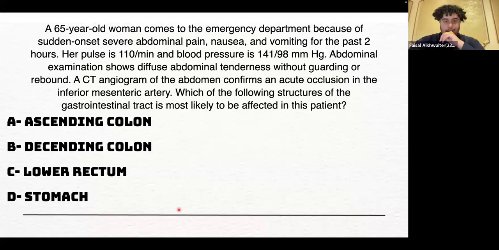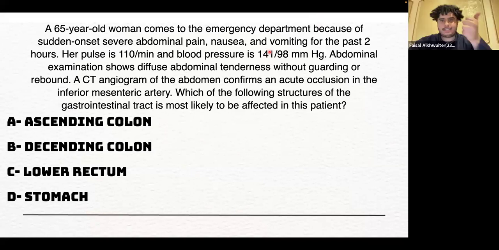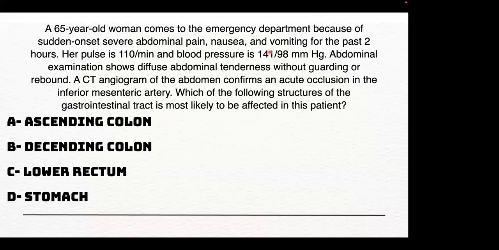Yes, I know I take forever to read the question, but it's descending colon. So let's see why. Firstly, let's eliminate some of the answers. Why isn't it A, ascending colon? Because of the right colic, from the SMA. Why isn't it lower rectum? The lower rectum is supplied in part by the internal branch of the internal iliac or internal pudendal.